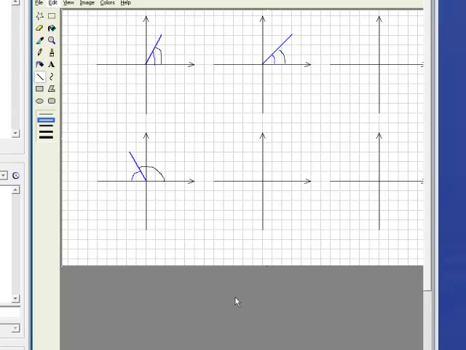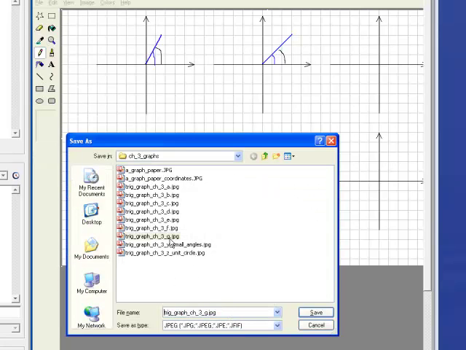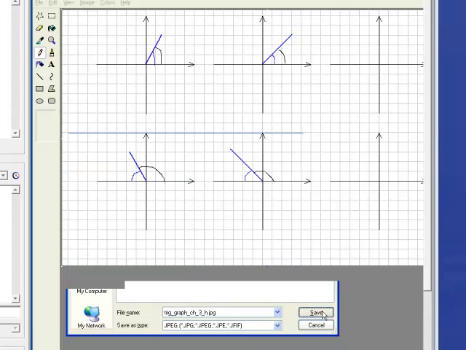And then the last one, we had an angle of 135 degrees. So there we go. And here's an angle of 135, and then a reference angle of 45 degrees. Okay, let me actually save this here before I forget again. There we go. Okay, let's go back to Word.